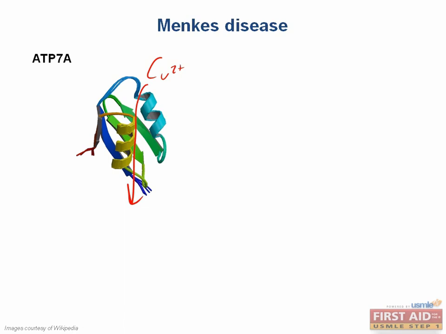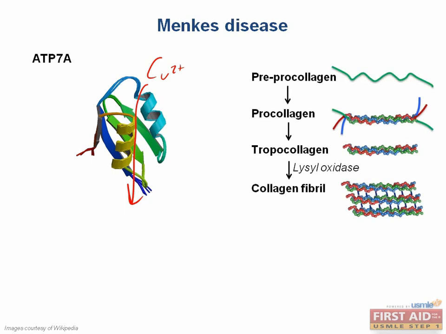So ultimately, this will look kind of like copper deficiency, and enzymes that require copper won't be able to work very well. So what's the enzyme in collagen synthesis that requires copper? I'll give you a hint. It's used to cross-link collagen triple helixes to make collagen fibrils. This would be lysyl oxidase, and this is why a defect in a copper-transporting protein causes collagen deficiency.